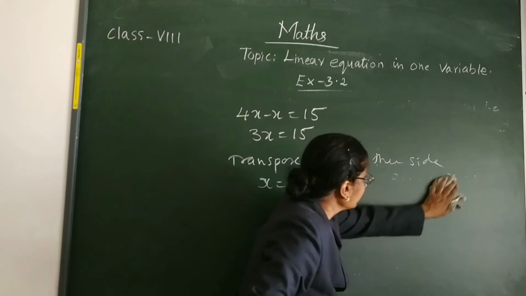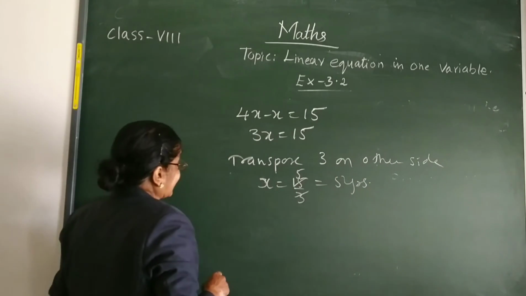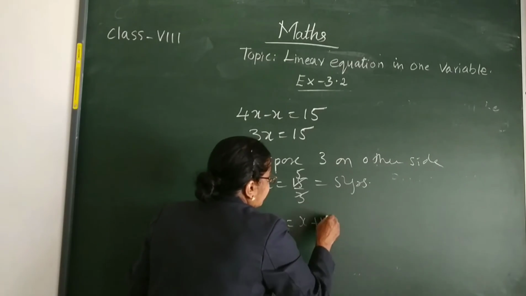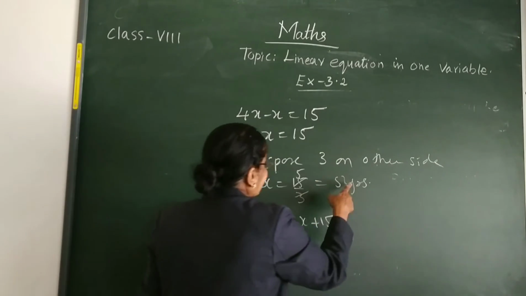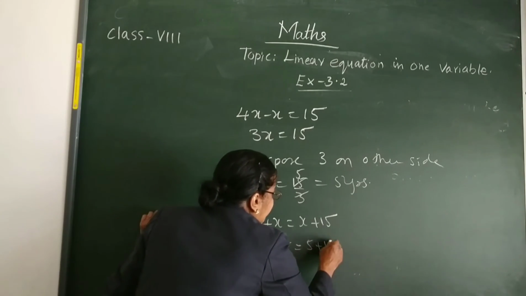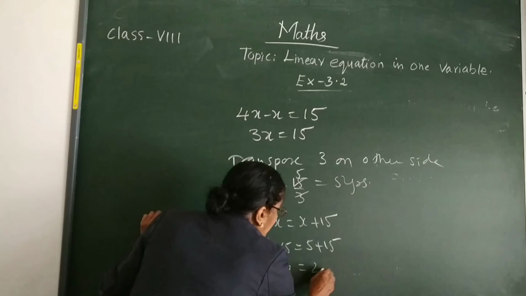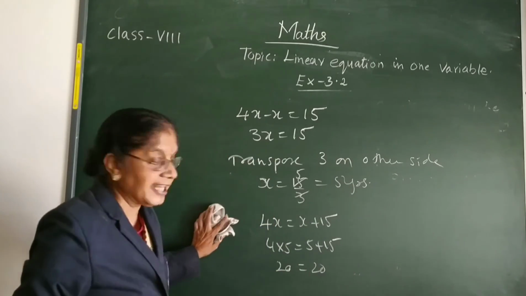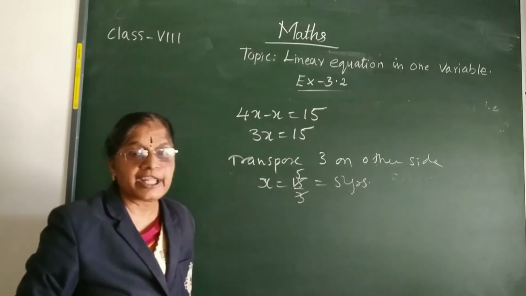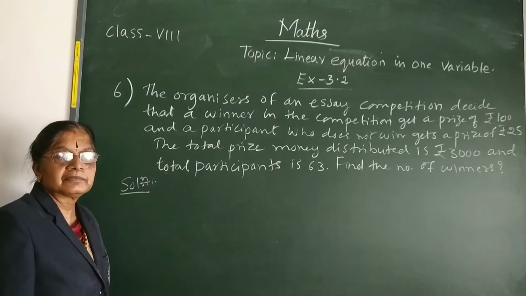So x value is how much? 5 years. So what he says is that 4 into x should become x plus 15. So 4 into x means 4 into 5 is equal to 5 plus 15. 20 is equal to 20. So our answer is correct. That x is how many years? It is 5 years. So you came to know how to do this sum.